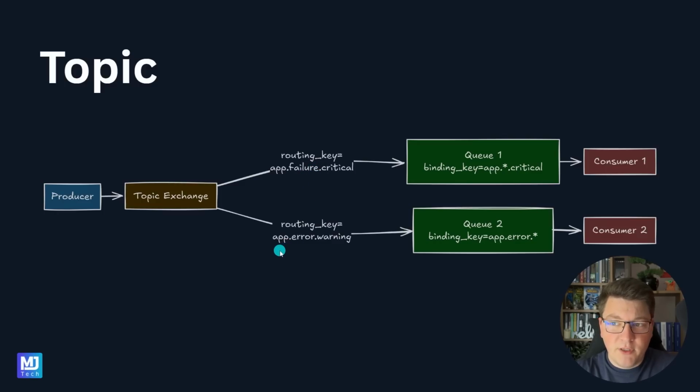In the second example, we have a routing key of app.error.warning, and this matches the binding key of our second queue, where the binding key is app.error.* and the star is going to match the warning value in the routing key. So this is a quick overview of the most important exchange types that we have in RabbitMQ.